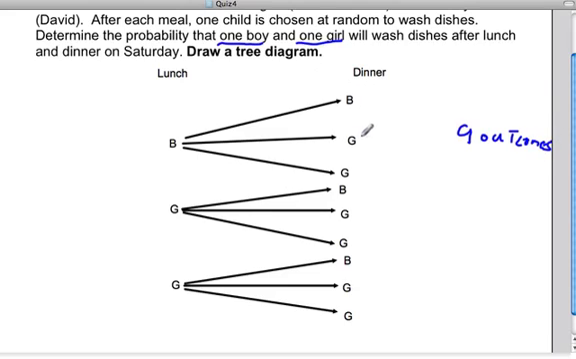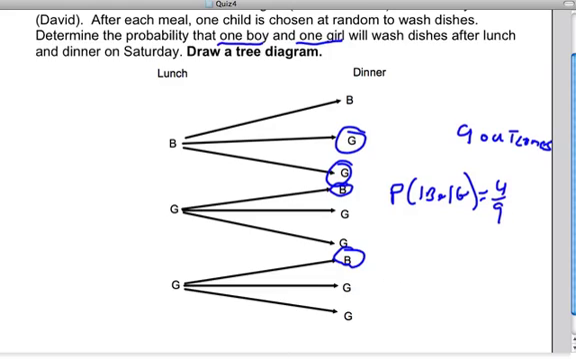And as you can see, here's a case where a boy and a girl will have to wash the dishes. Here's a case where a boy and a girl have to wash the dishes. And here's a case where a boy and a girl have to wash the dishes. So out of the 9 outcomes, the probability of 1 boy and 1 girl having to do the dishes is equal to 4 out of 9.